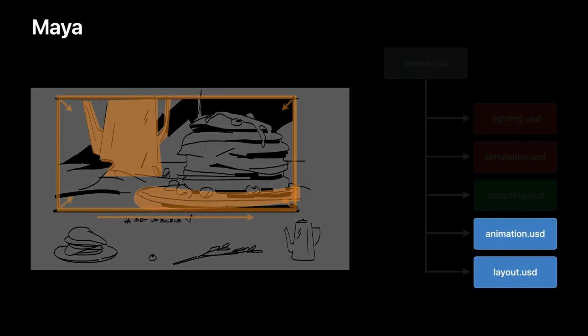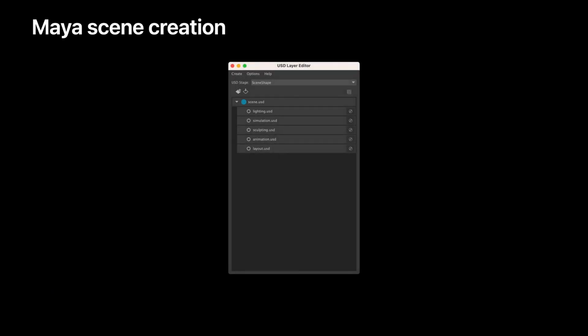While we're capturing the pancakes, we can use Maya to construct the initial set of USD files where all of our data will live. As of Maya 2022, USD is natively supported, and it's easy to create a setup like this.